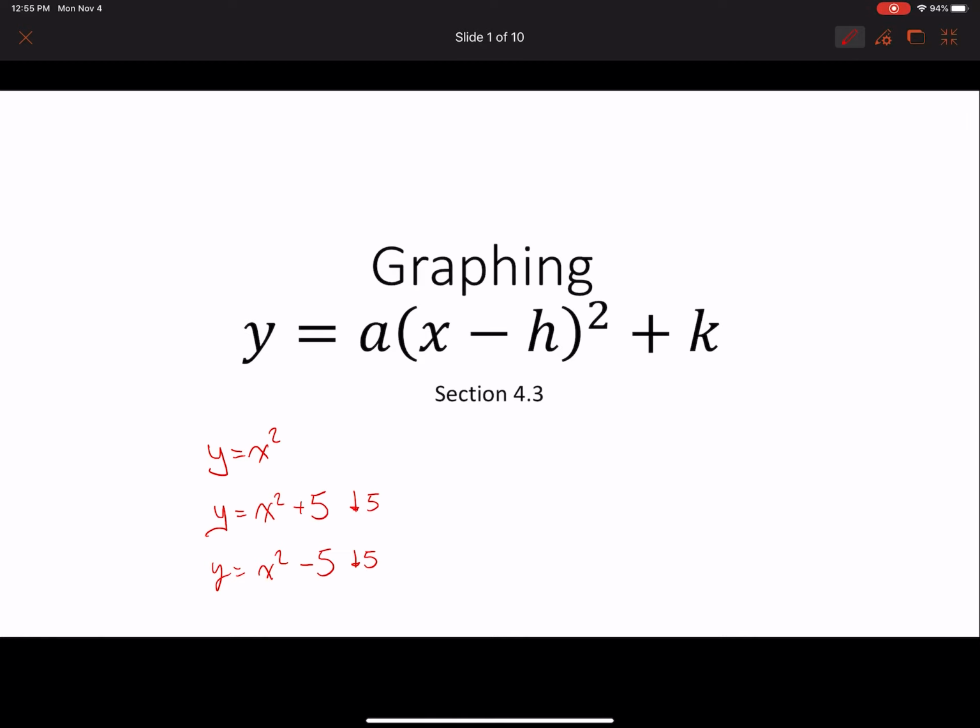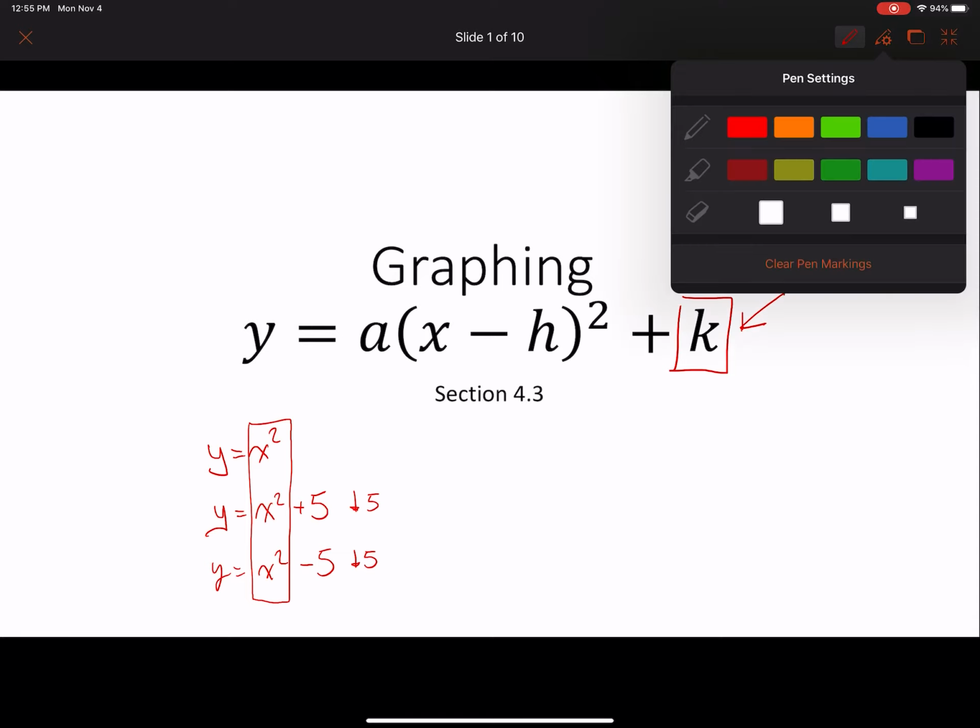Okay, it would be the exact same parabola, x squared, except this controls whether or not it's shifted. Now, in terms of this equation, that plus and minus 5 corresponds to that k value right there. But anyway, we'll get into that in a minute.